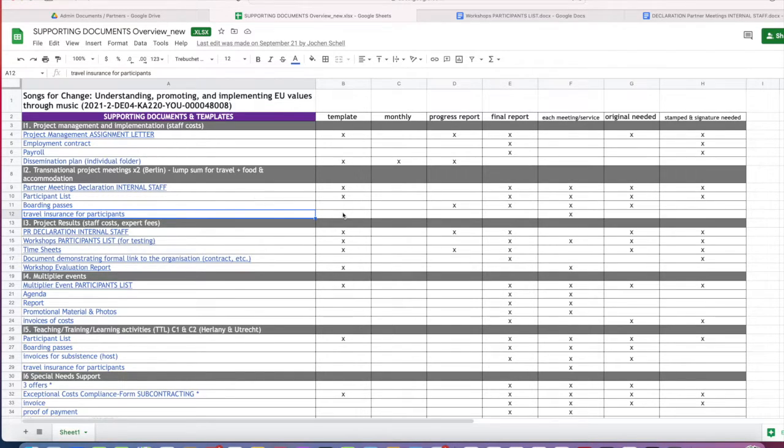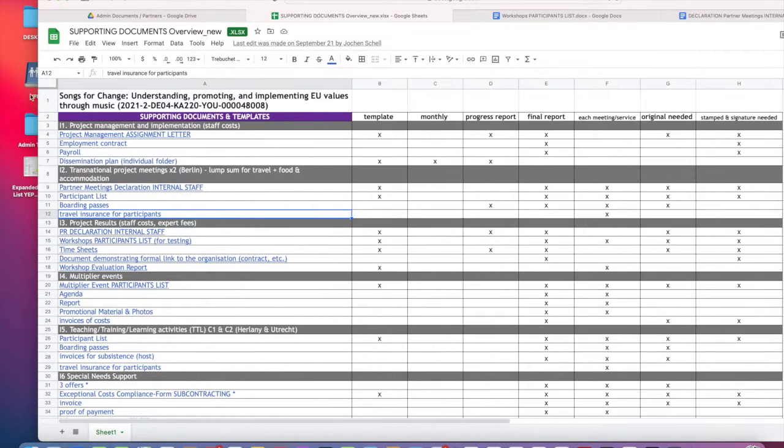Travel insurances are also important, that people have travel insurance when they come to the meetings. This is not a document which is sent to the European Commission, but if an inspector comes, they might want to see that the people who came to the meeting were insured. So these are the key documents for this cost category, transnational project meetings.